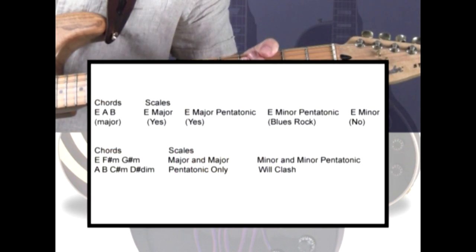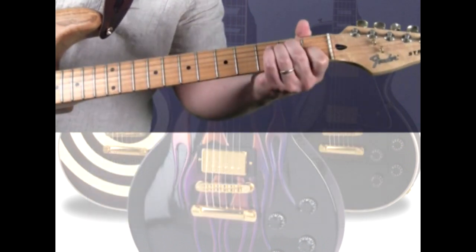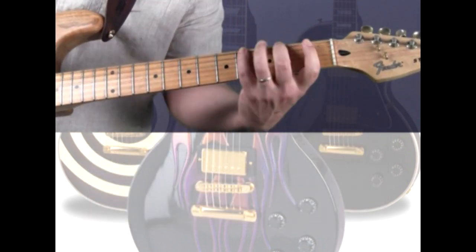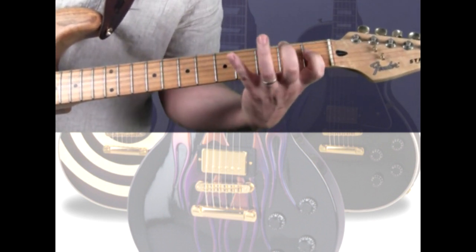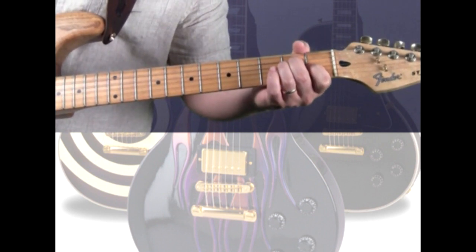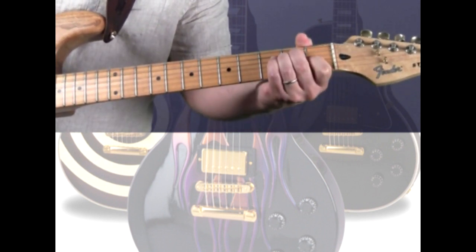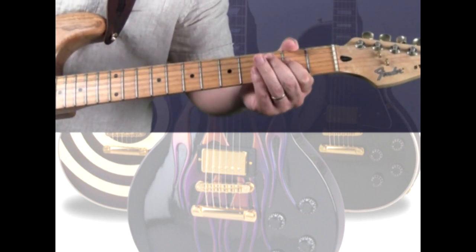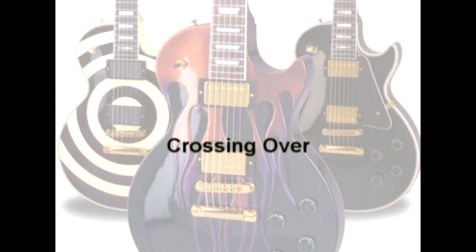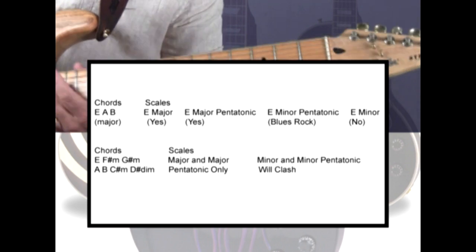When you see these chords in any order, you can always bet on using the E major scale. Naturally, you can always use the E major pentatonic scale. Sometimes, for some reason, you can even use the E minor pentatonic scale.